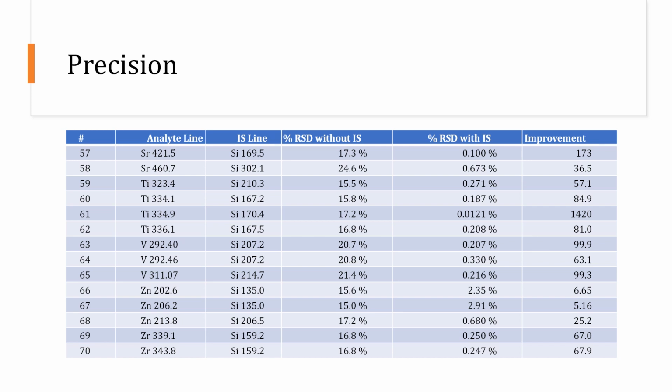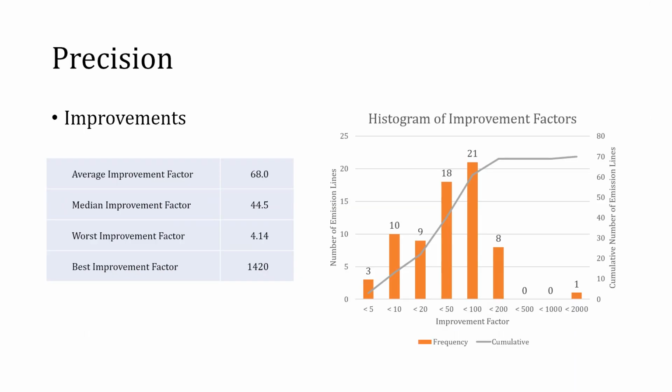So the improvement factor for titanium 334.9 was 1420. I think it was just a fluke, but on the next slide we'll see the typical improvement factors. So looking at the improvement overall, the average improvement factor was 68, the median improvement factor was 44.5. The worst improvement factor is 4, and the best improvement factor we just looked at was 1420.